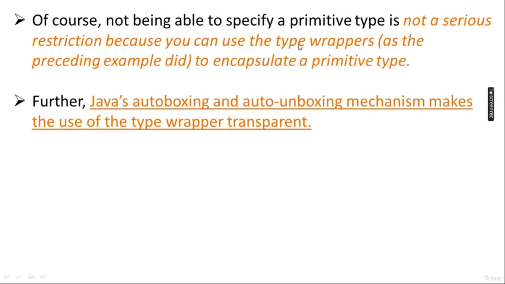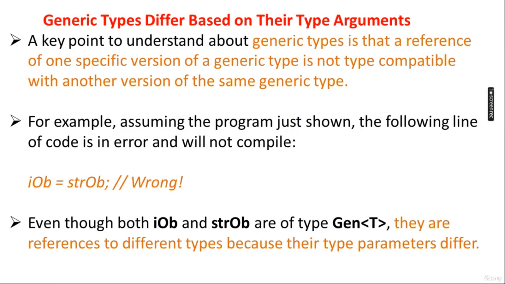Not being able to specify a primitive type is not a serious restriction because you can still use the wrapper classes. You can still use the type wrappers, as in the preceding example, to encapsulate a primitive type. It will be automatically boxed and automatically unboxed. Further, Java's auto-boxing and auto-unboxing mechanism makes the use of Java type wrappers transparent. You don't have to code anything extra.